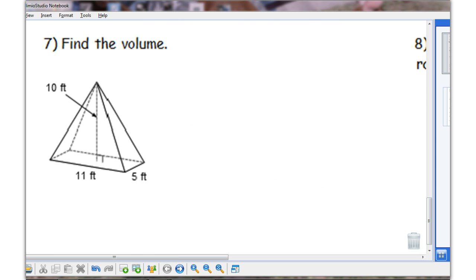Find the volume. For this one we have actually a rectangular prism. The base is a rectangle, so we can outline that base. And to find the volume, remember that 3 pyramids will fill up a prism of the same base and height. So this is going to be 1/3 times the area of the base times the height.